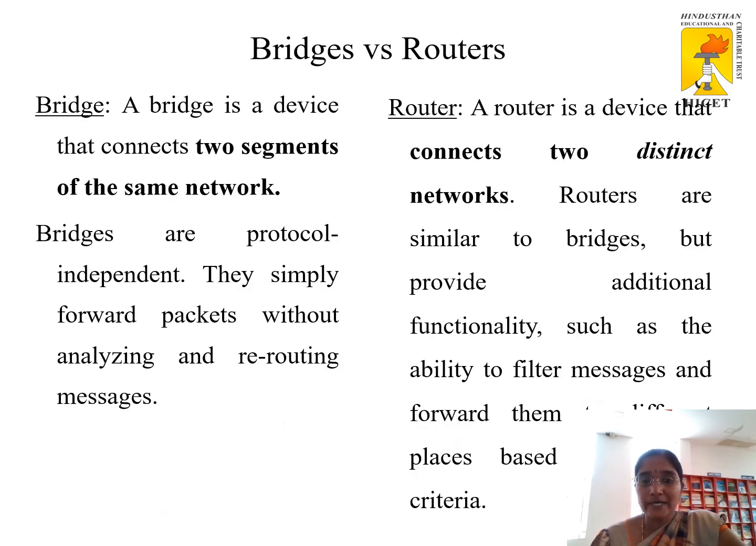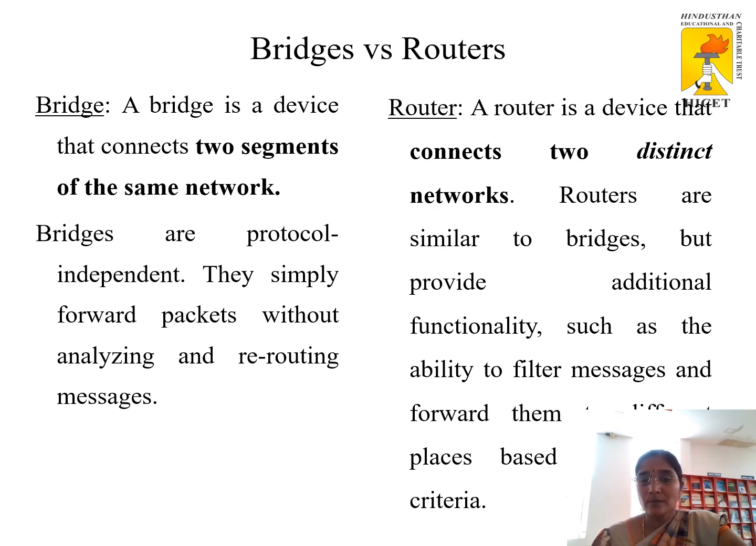Here is a small comparison between bridges and routers. A bridge is a device that connects two segments of the same network. So a bridge can make a LAN to LAN connection or WAN to WAN connection. It cannot connect a LAN to WAN or a WAN to LAN, whereas a router can connect two distant networks. That is the major difference between bridges and routers. Bridges have a set of independent protocols and are mainly used for forwarding packets without analyzing and rerouting the messages. Routers are similar to bridges, but they have some additional functionality like filtering.